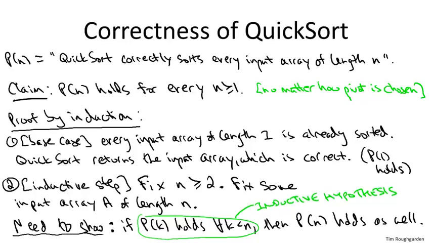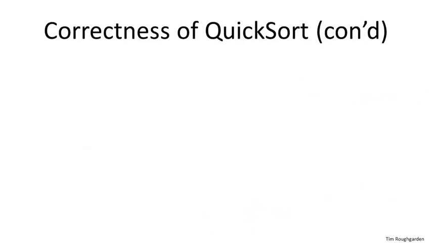So this is the point in the proof where we actually delve into how Quicksort is implemented to argue correctness. So recall what the first step of Quicksort is. It picks some pivot arbitrarily. We don't know how. We don't care how. And then it partitions the array around this pivot element P.